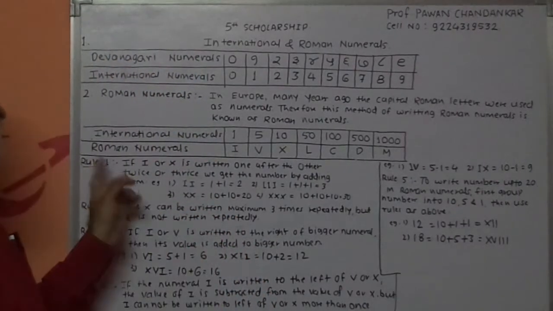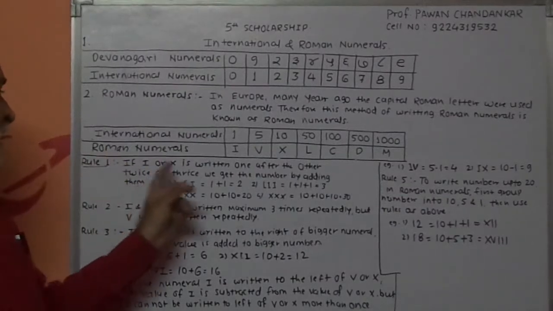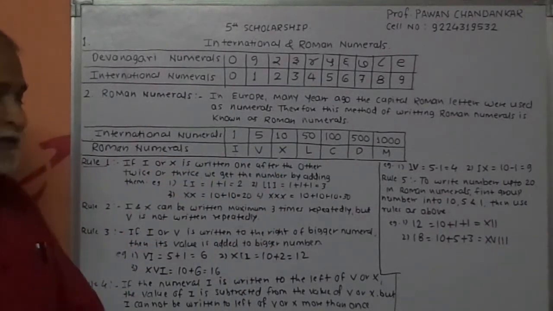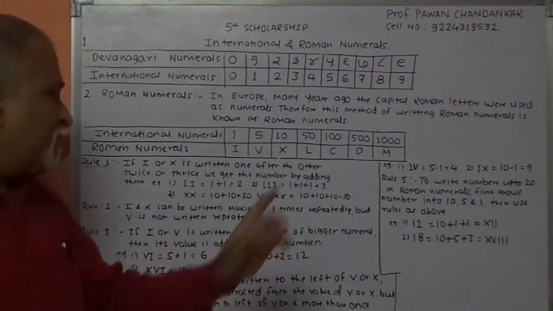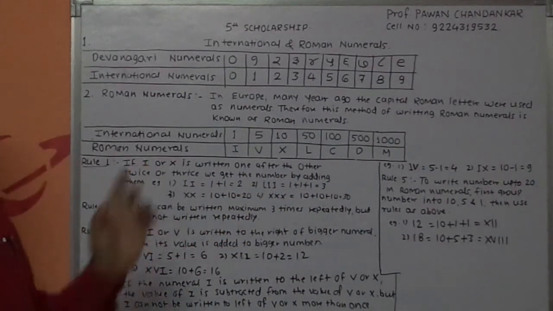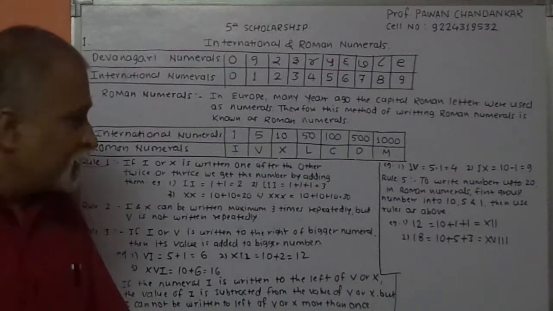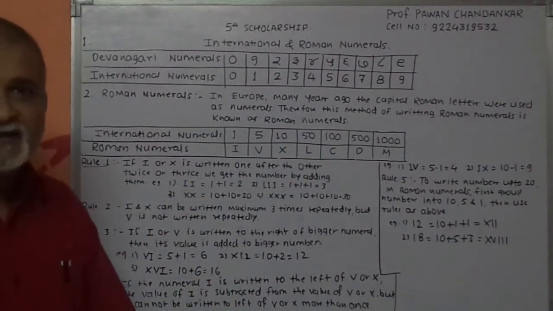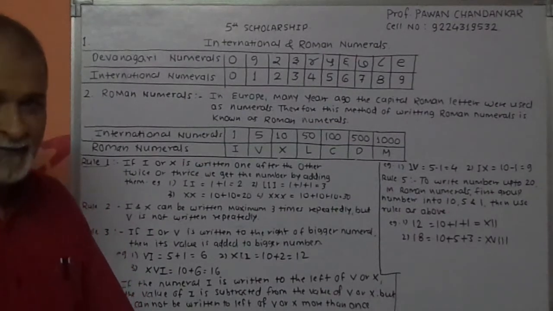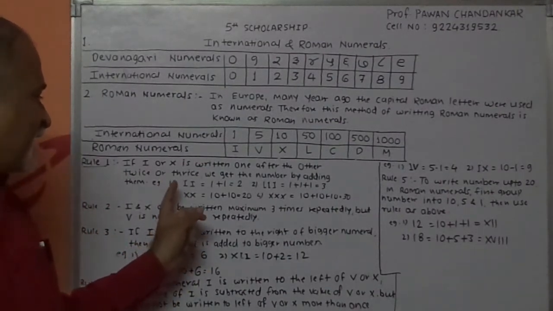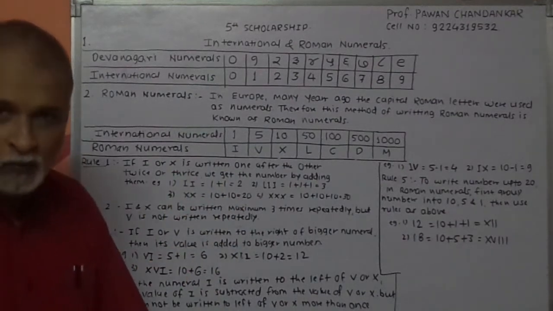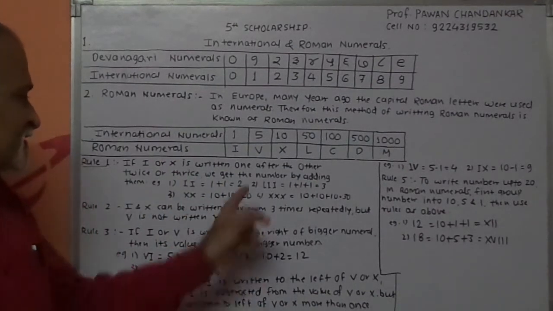Look at this. The first rule. If I or X is written one after the other, twice or thrice, we get the number by adding them. For example, look at this. I is written twice. It means that it is 2, that is I plus I, 1 plus 1 is equal to 2. Right, students? Look at the second example.